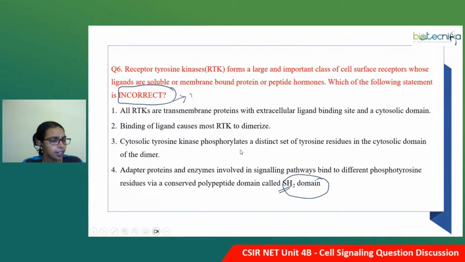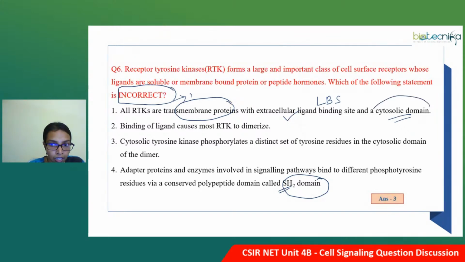As mentioned by everyone, I don't have to give any explanations over there. The correct answer over here is 3. That means that is the incorrect statement among all. As I told you, all RTKs are transmembrane proteins. That means they are tethered to the membrane. So they have the extracellular ligand binding site and intracellular cytosolic domain. It is in the cytosolic domain that you will find the kinase activity present. That could be tyrosine kinase, serine threonine kinase, anything.